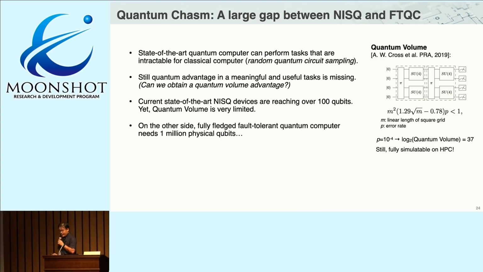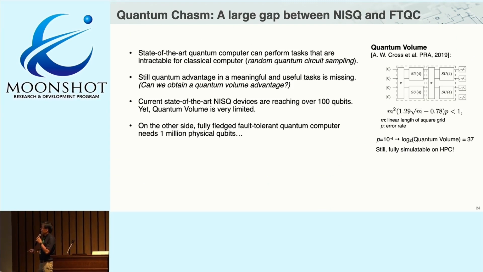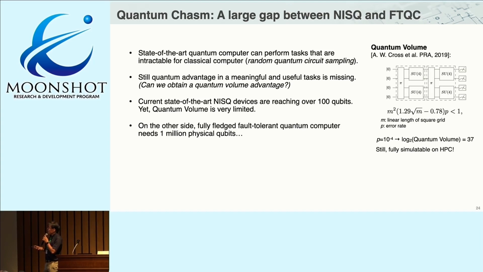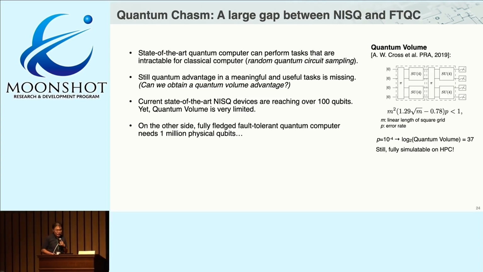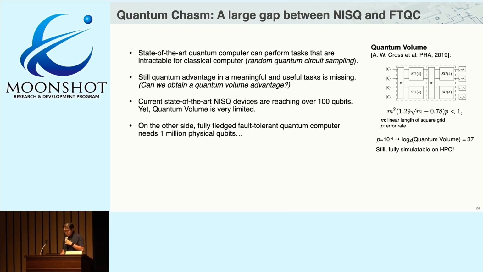So nowadays, the quantum computing device is still in the NISQ era. So there is a quantum chasm, a large gap between the NISQ and the FTQC. The state-of-the-art quantum computer can perform some tasks that are intractable for classical computers, such as the random quantum circuit sampling demonstrated by Google. But still, quantum advantage in meaningful tasks is missing. If the demonstration is a shallow quantum circuit, then it would be possible to achieve some quantum advantage, but a shallow quantum circuit is also easy for a classical computer to simulate.